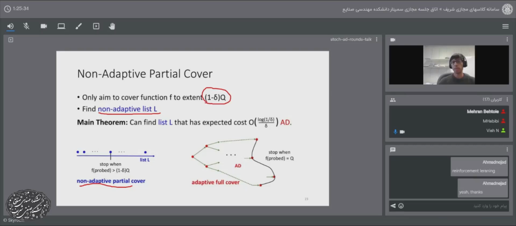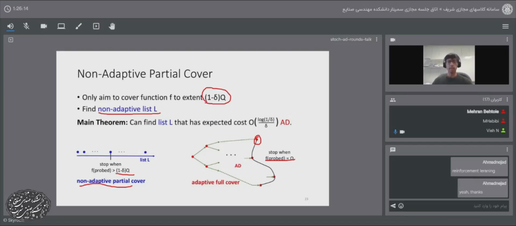But we want to compare the cost of this non-adaptive algorithm to an adaptive algorithm that can change its decisions after every instantiation. This picture on the right shows you an example of an adaptive solution that fully covers the function. When you stop at any of these points, the function value must have reached the target q. But for the non-adaptive problem, when you stop, the function value only needs to reach (1 minus delta) times q. So you have a weaker stopping criterion, but you need to find a non-adaptive solution.